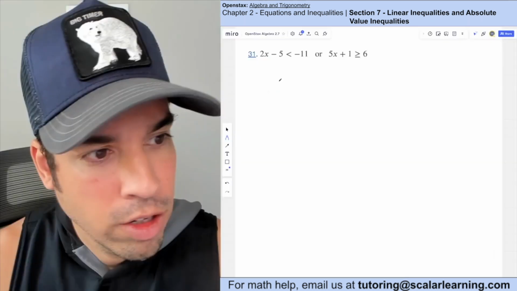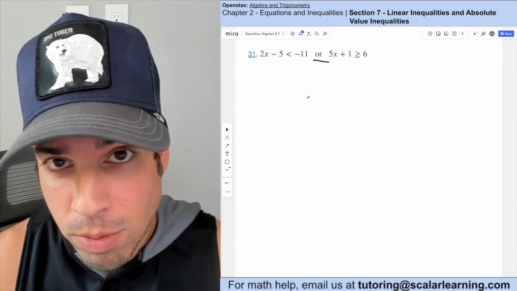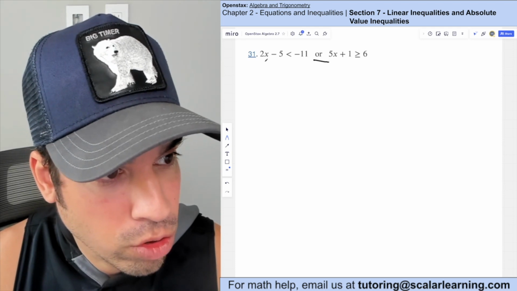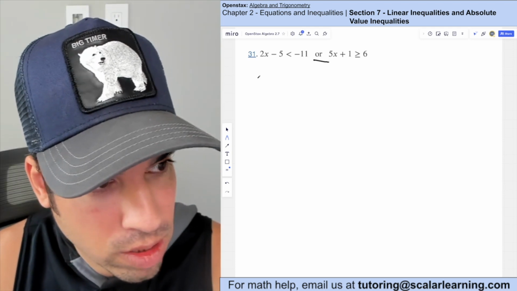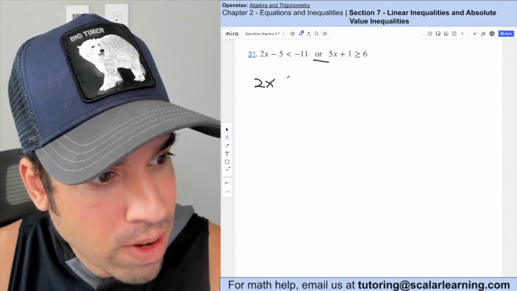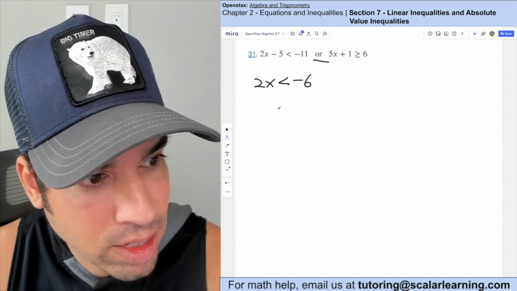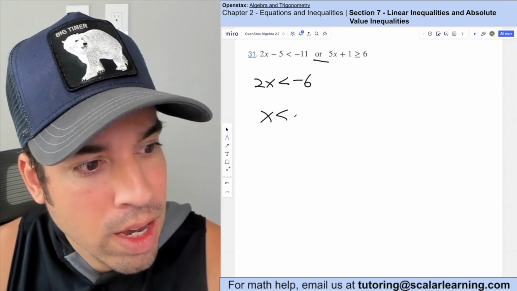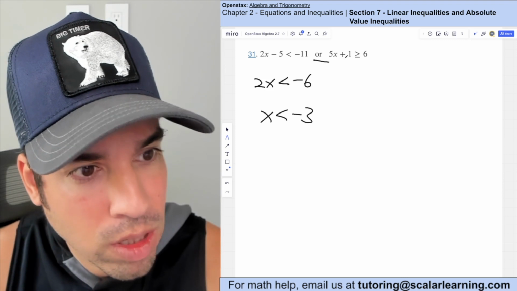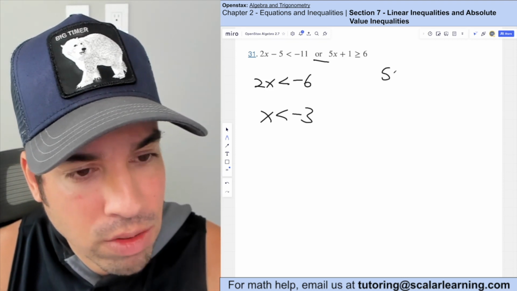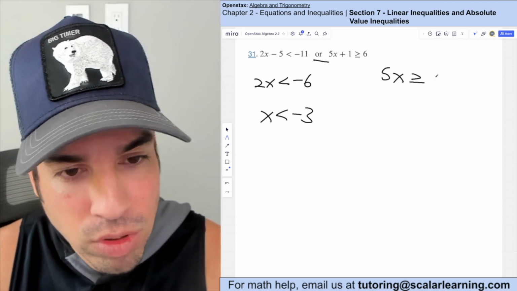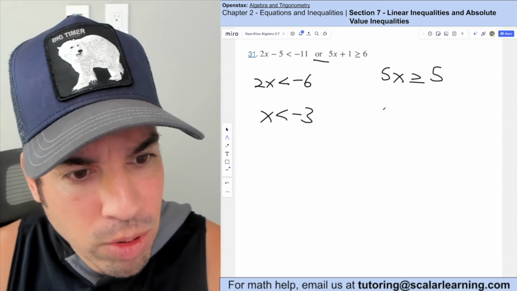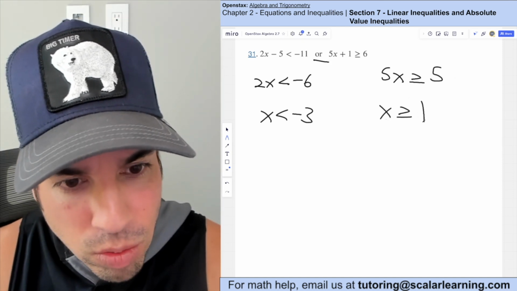Done. Here we know we have an OR situation, so we're going to probably have a union in our final answer. So we're going to solve and isolate each one of these separately. So first, this one I'm going to add 5 to both sides. 2x is less than negative 6. Divide both sides by 2. X is less than negative 3. This one, I'm going to subtract 1 from both sides. That's 5x is greater than or equal to 6 minus 1, which is 5. Divide both sides by 5. X is greater than or equal to 1.